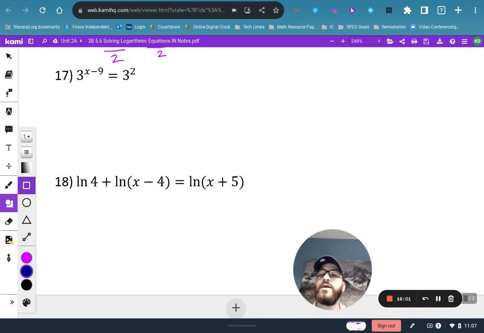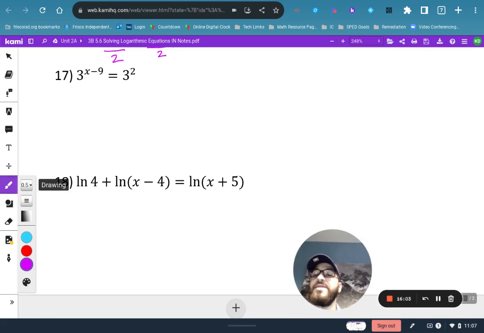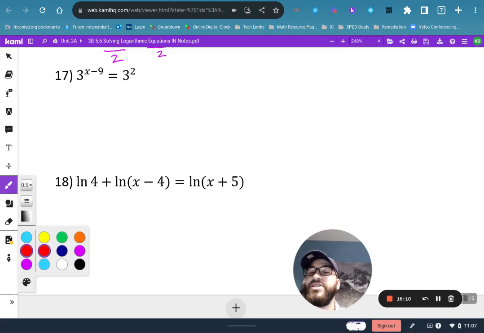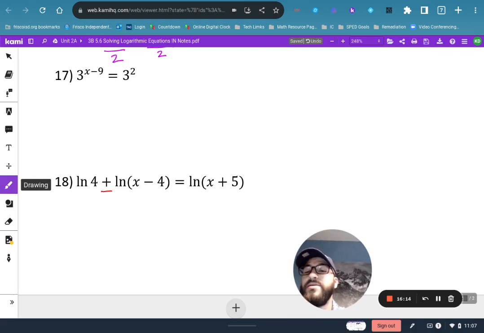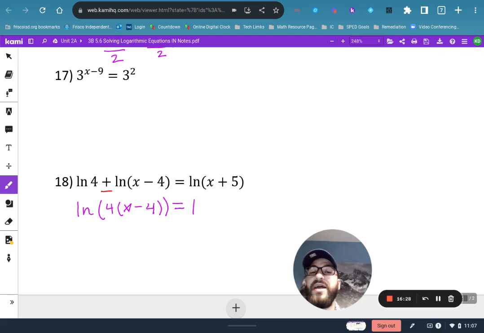So before I can cancel the bases, I got to combine my left side. So I have addition on the outside, which means I can combine it into multiplication. So this is going to become the natural log of 4 times x minus 4. And that would, of course, still be equal to the natural log of x plus 5.